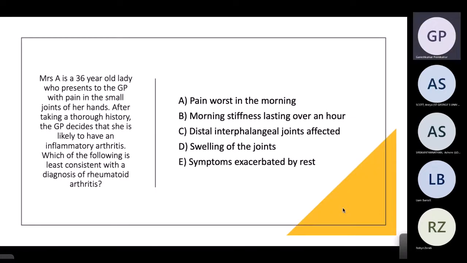All right, another question for you guys. Mrs. A is a 36-year-old lady who presents to the GP with pain in the small joints of her hands. After taking a thorough history, the GP decides that she is likely to have an inflammatory arthritis. Which of the following is least consistent with a diagnosis of rheumatoid arthritis?